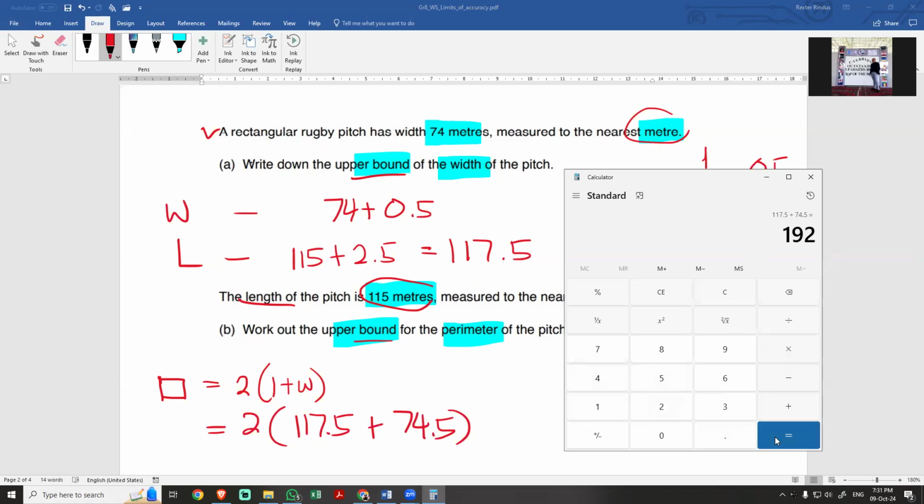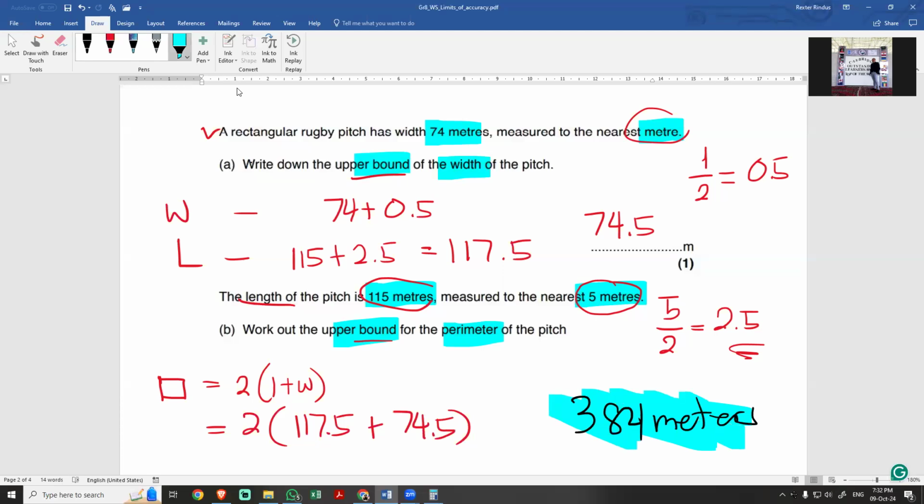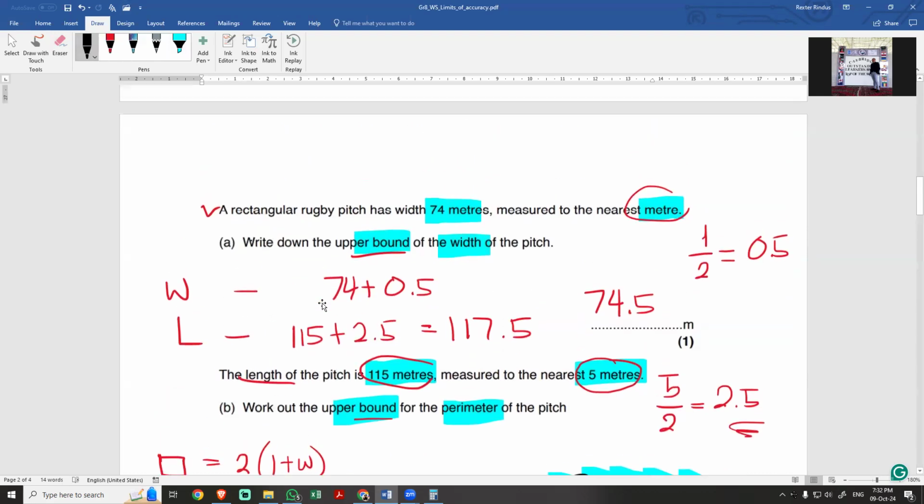74.5. So just add those two values multiplied by 2, and you will get an answer of 384. So the final answer is 384 meters. So this is not square, it's only meters. So 384 meters is the perimeter of that rectangular rugby field. So that's the answer for number 3.